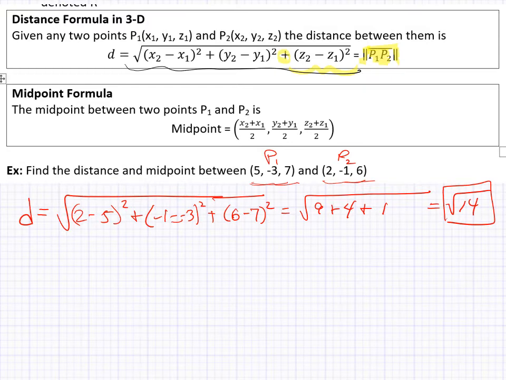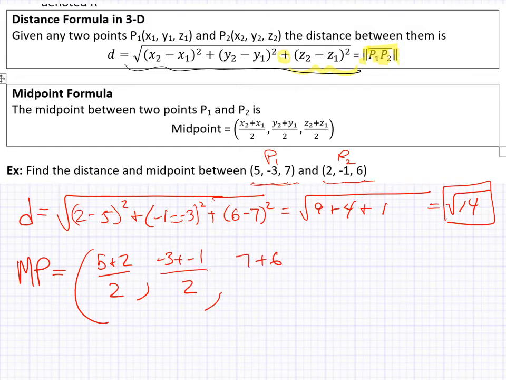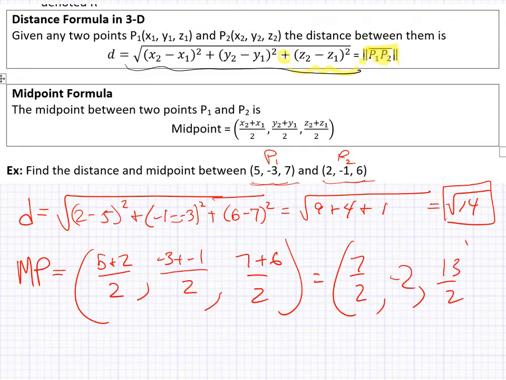And if I wanted to find the midpoint, I'll just use MP for midpoint. It would be the average of the x's, so that would be 5 plus 2 over 2. It would be -3 plus -1 over 2, and 7 plus 6 over 2. So if I was to actually simplify that, the midpoint would be 7 over 2, this would be -4 over 2, so that would be -2 if I simplified it, and then 13 over 2. So there's your midpoint. And so again, very easy stuff to do here. But noticing that when we jump to 3D, we have z coordinates now, in these formulas there's not really a huge difference in jumping to that.